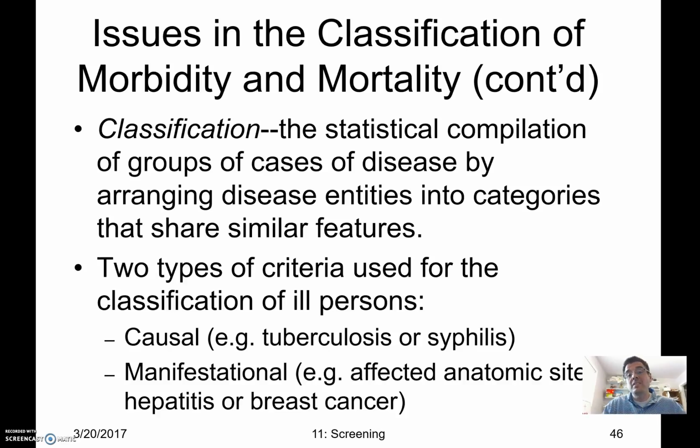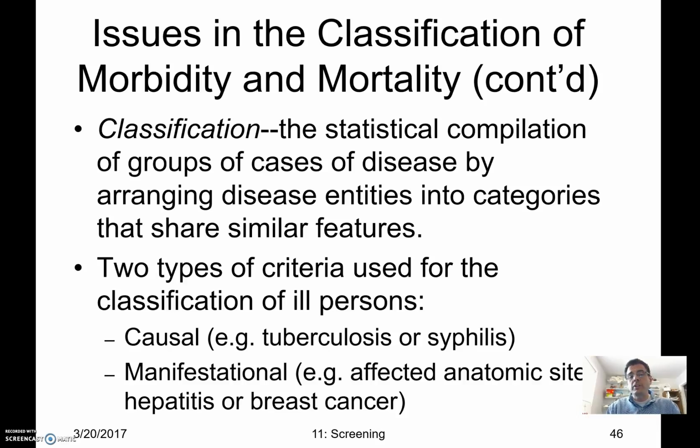And that's where statistical analyses often can help with arranging a particular set of questions within a questionnaire, as well as a particular set of biological tools, in order to compile that and look for similarities and features. There are two types of criteria used for classification of ill individuals. One is causal, and that's easier to look at because you know that you have an infectious disease. Remember, with screening tools, we're looking for the cause of that particular disease, and can we identify it early enough?